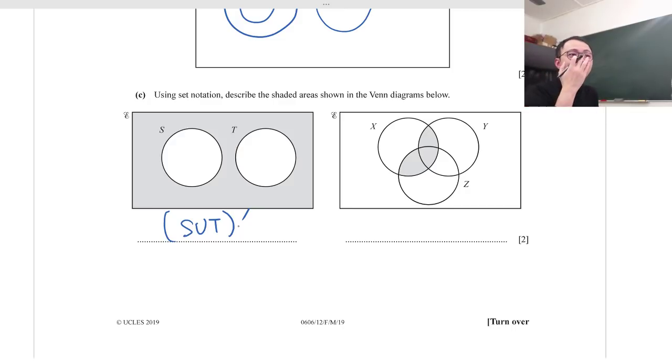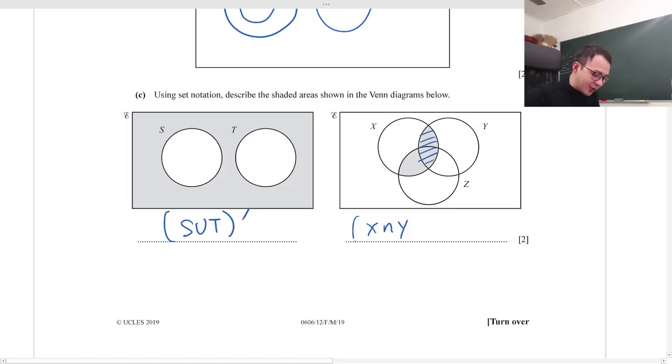Alright, this one might be a little bit hard. The first thing is I will do X intersect Y first. X intersect Y is this part, right? And then I will union it with this part also, right? X intersect Z. So this is how I can quickly write out the set notation here.